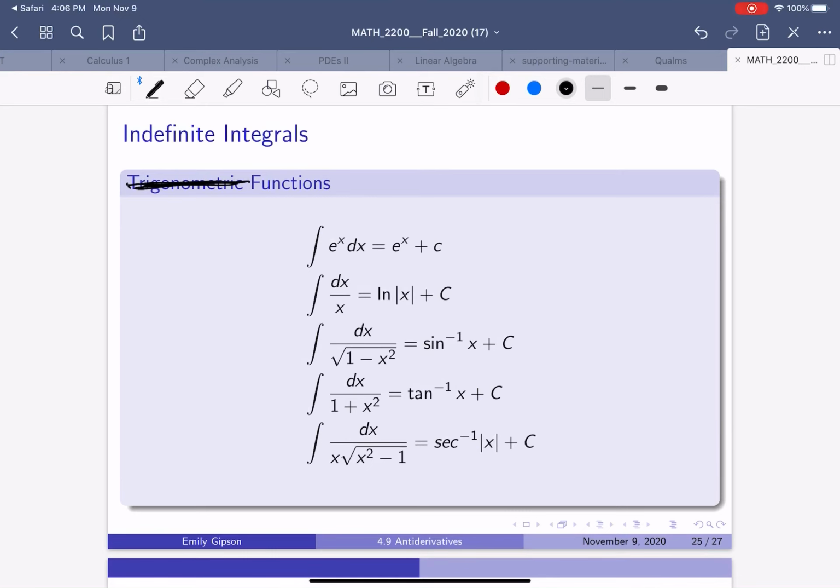And then we've got a few more for inverse trigonometric functions. So the integral of dx over square root of 1 minus x squared is inverse sine x plus c. The integral of 1 over 1 plus x squared dx is inverse tangent x plus c. And the integral of 1 over x times square root x squared minus 1 is secant inverse absolute value of x plus c.